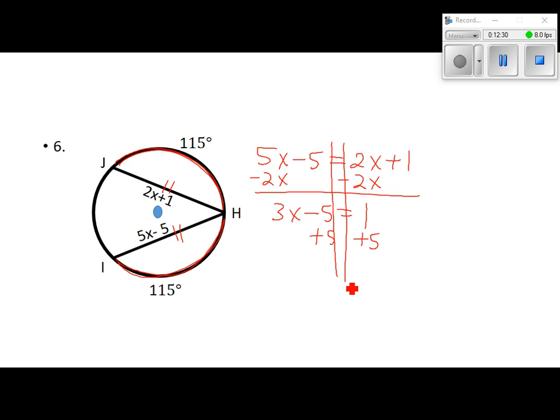Again, if it helps you, draw in those lines there so you keep the two sides separate. These cancel out. You're left with 3x equals 6. Divide by 3. X equals 2.